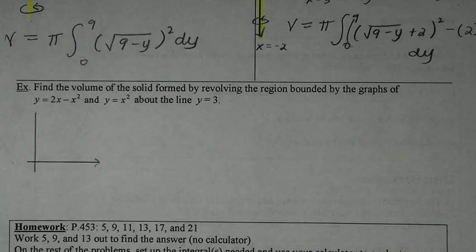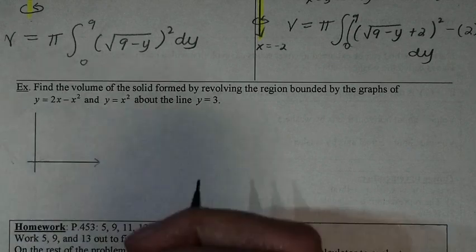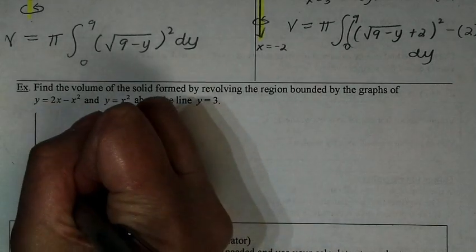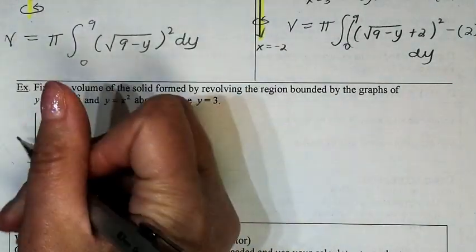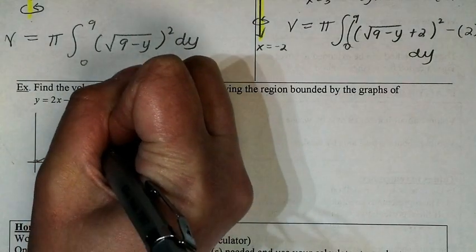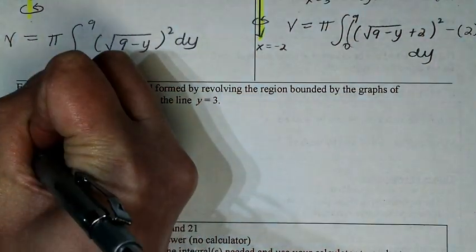So the last example of the day, they are asking you to find the volume of the solid formed by revolving the region bounded by the graphs of y equals 2x minus x squared and y equals x squared about the line y equals 3. So let's graph them. What you have here is a parabola. Let's start with this one because it's a parent function. So you have a situation that looks like this.